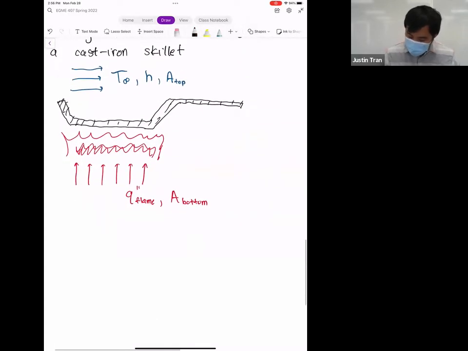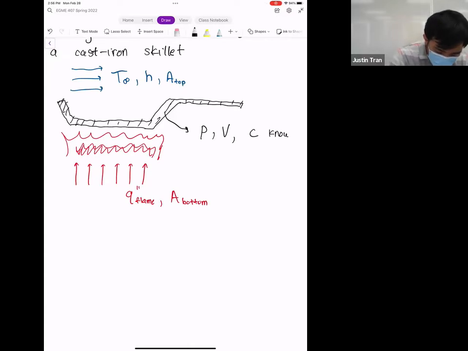And at the same time, since you are a scholar and cook, you know what the density of your cast iron skillet is. We'll just call it rho, just to save us some writing. You also know the volume of your cast iron skillet, and you also know the specific heat. So all the material properties and geometric properties of your cast iron skillet are known. And so that's the setup for the problem.